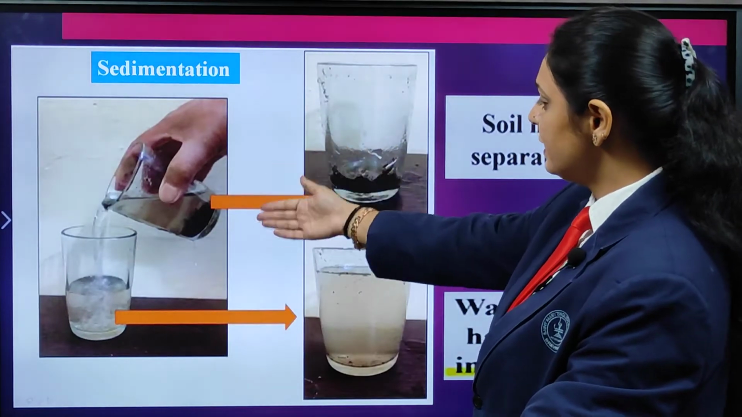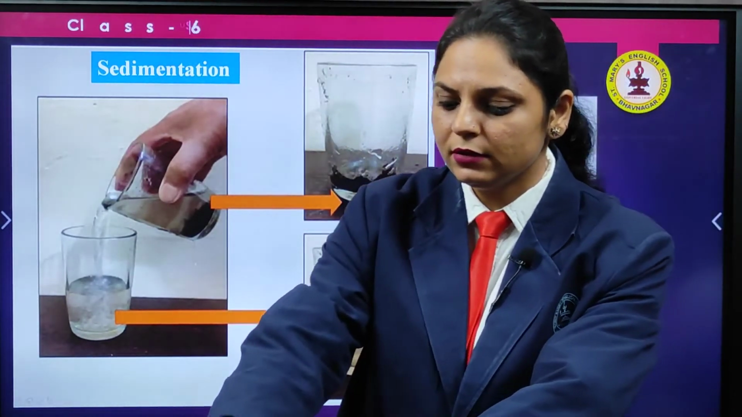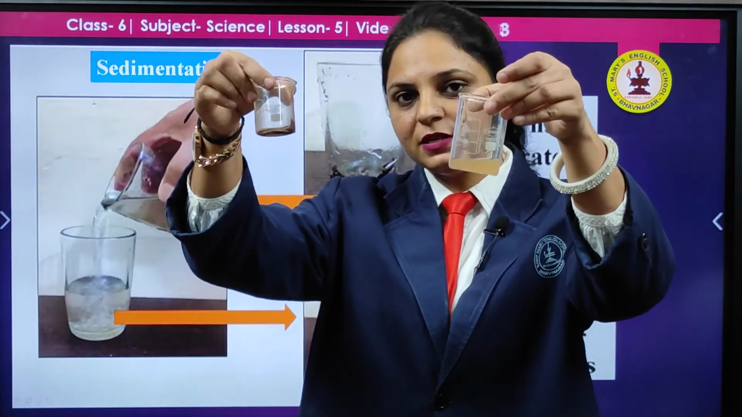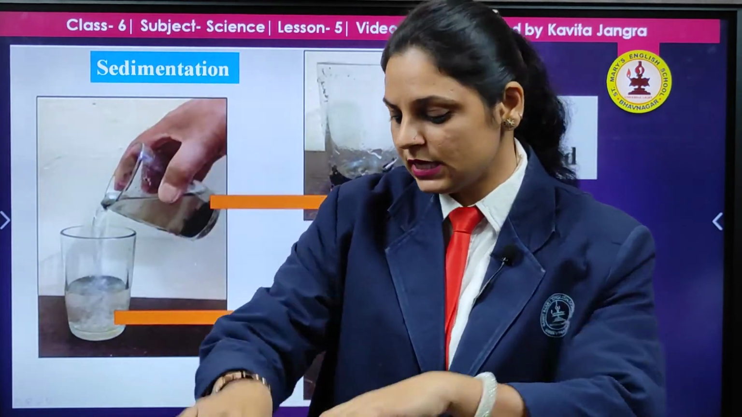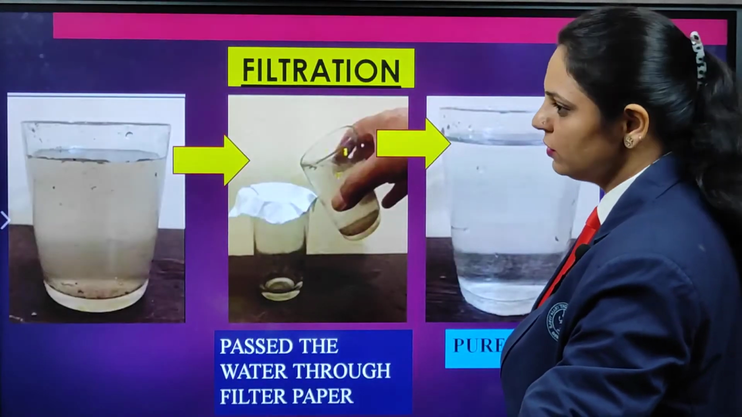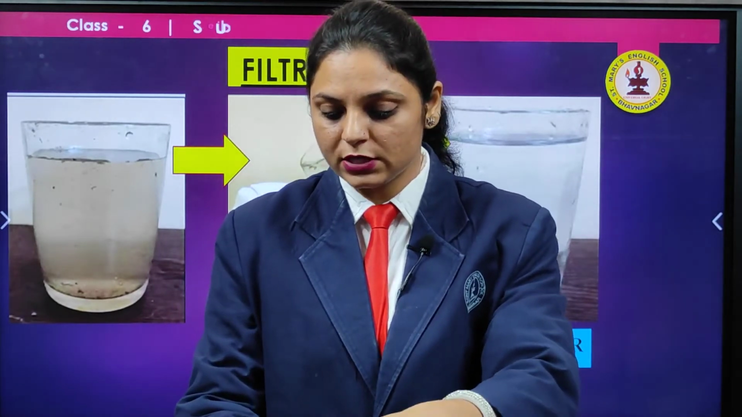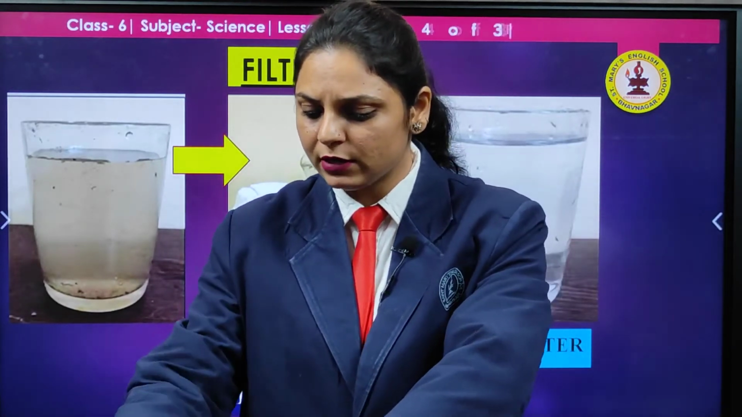Next, I decanted, and the soil and the water are both being separated. This is the soil, this is the water which I have separated right now. Okay, this is decantation. Filtration. What is filtration? Again a topic of discussion: what do you mean by filtration?